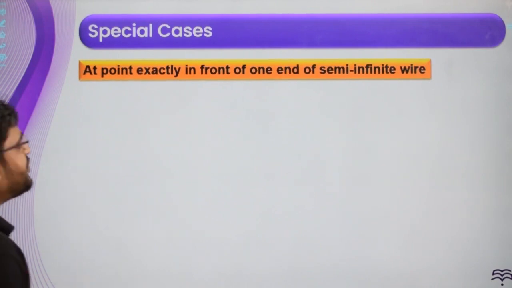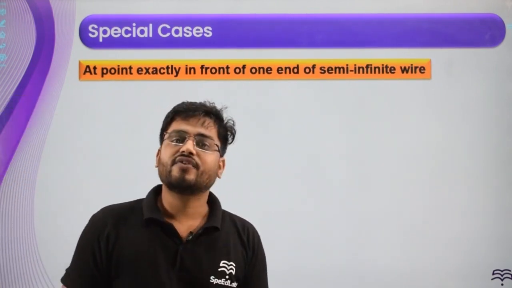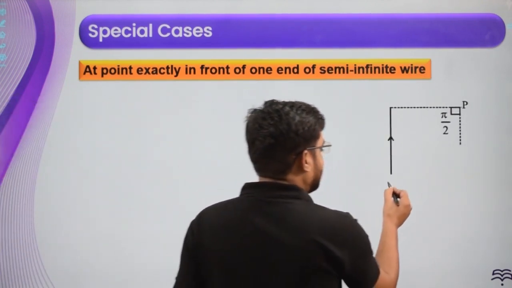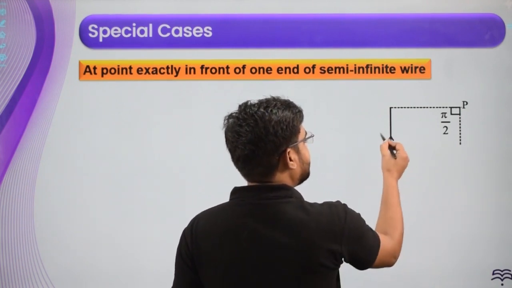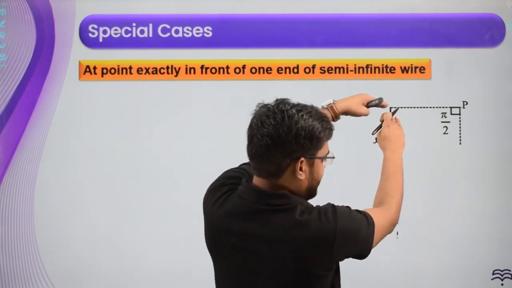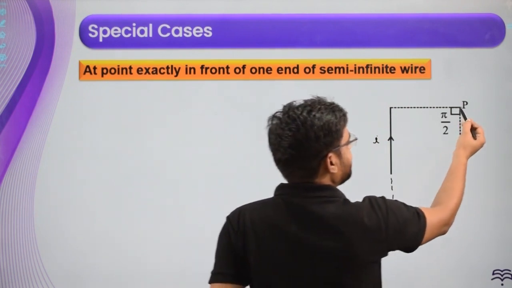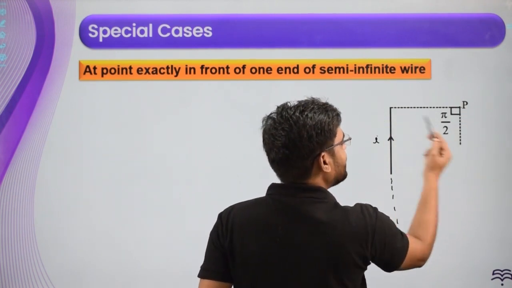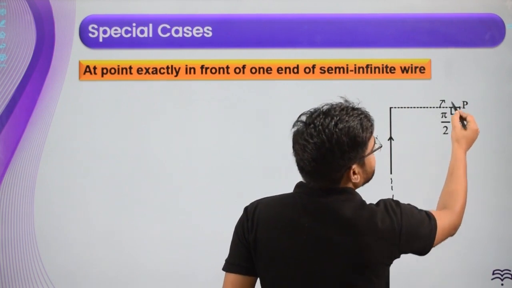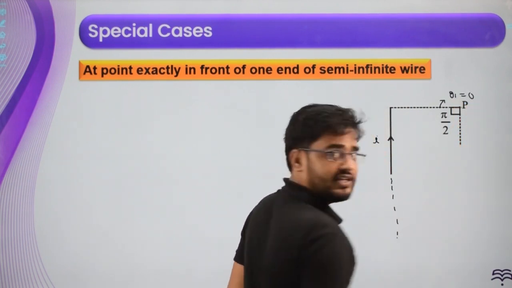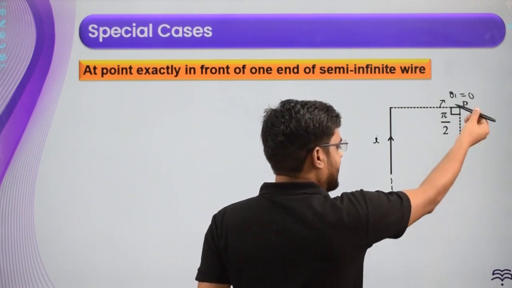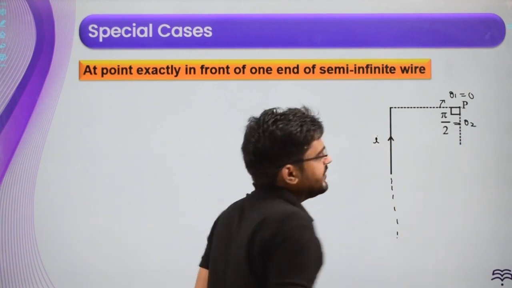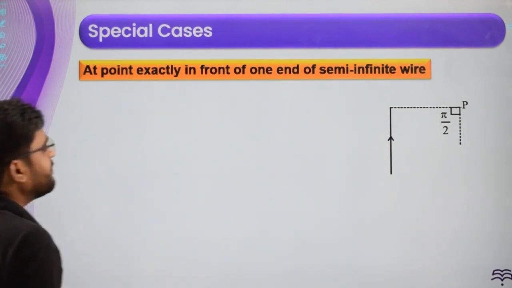Next case is at a point exactly in front of one end of a semi-infinite wire. So here we have a semi-infinite wire. The wire is basically infinitely long this way, and it is carrying current I. Now I am taking the magnetic field at point P. So I'll join this point to both the ends. One end is here only, so my theta 1 is nothing but 0. What about theta 2? You join this point to the other end, and the other end is infinite. So this line will go almost like this, so this theta 2 is nothing but pi by 2. So just put theta 1 as 0 and theta 2 as pi by 2 in our formula.